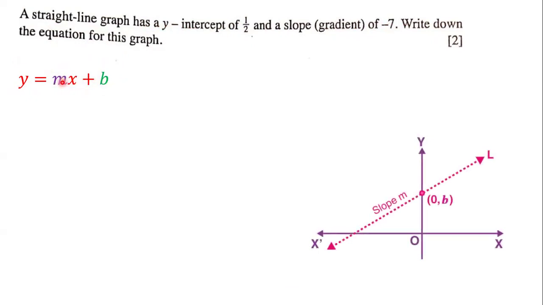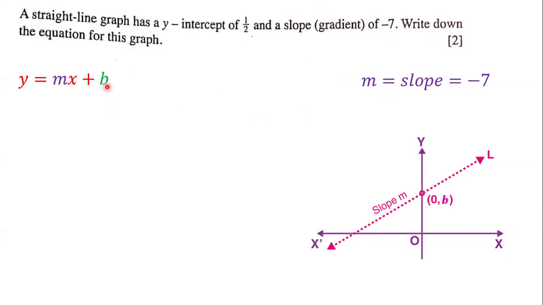where m is the slope and b is the y-intercept. And so in this case, they tell us that the slope is -7. So m, which equals the slope, is equal to -7.